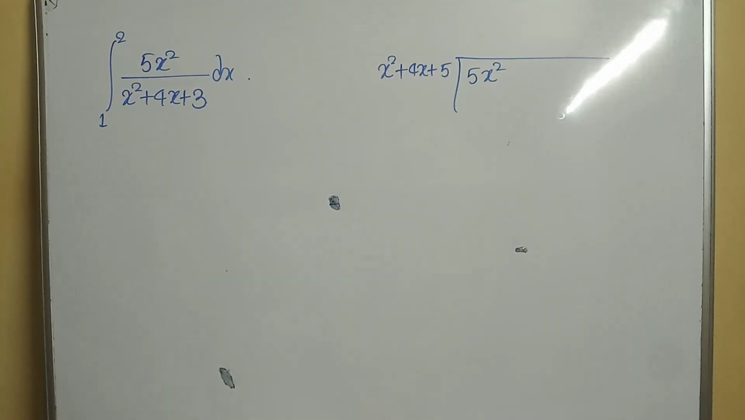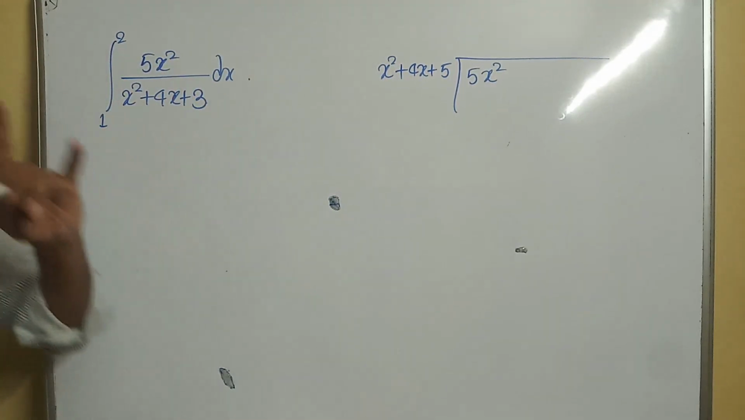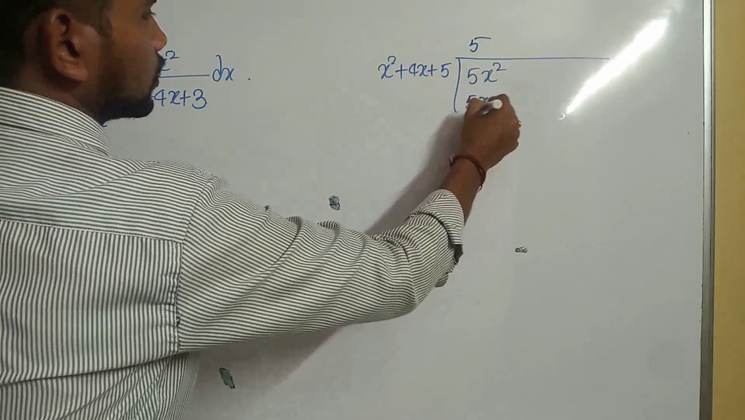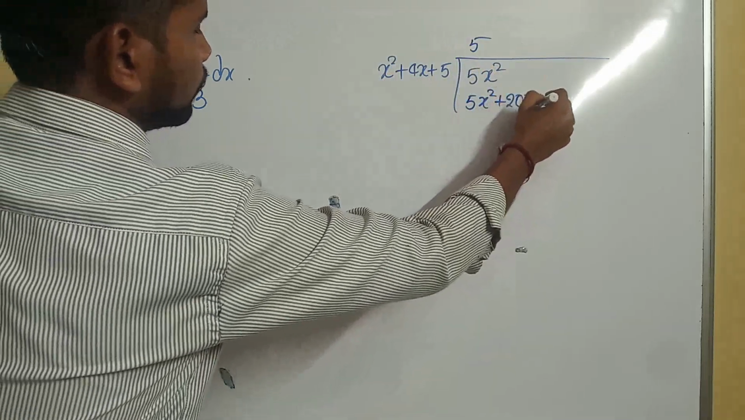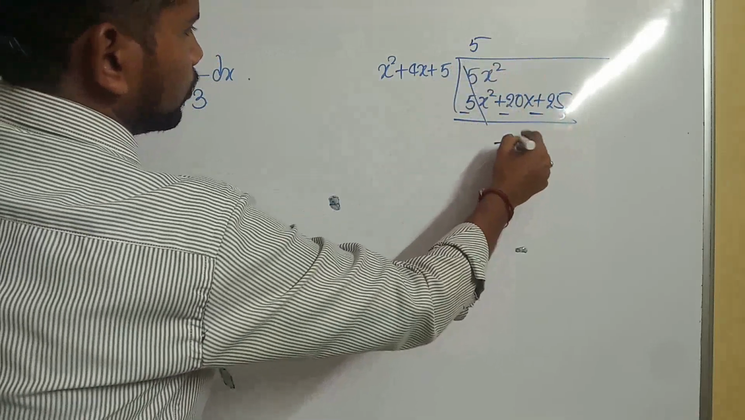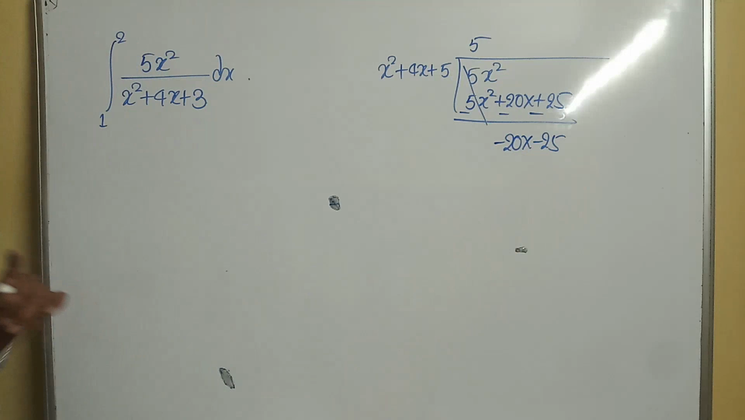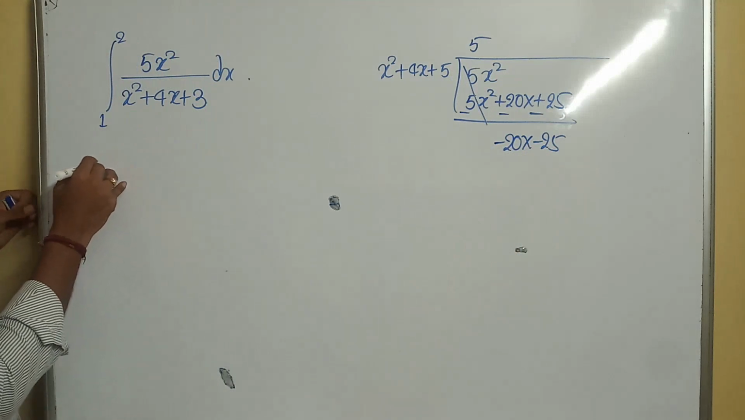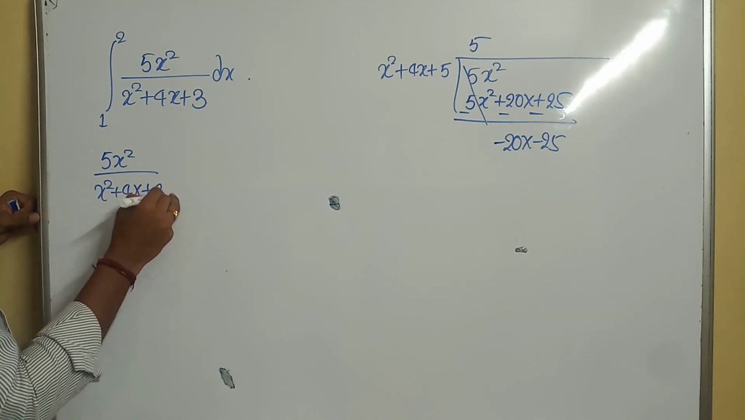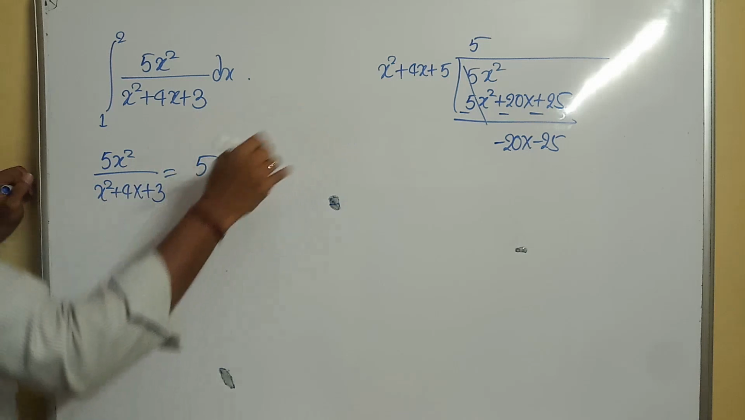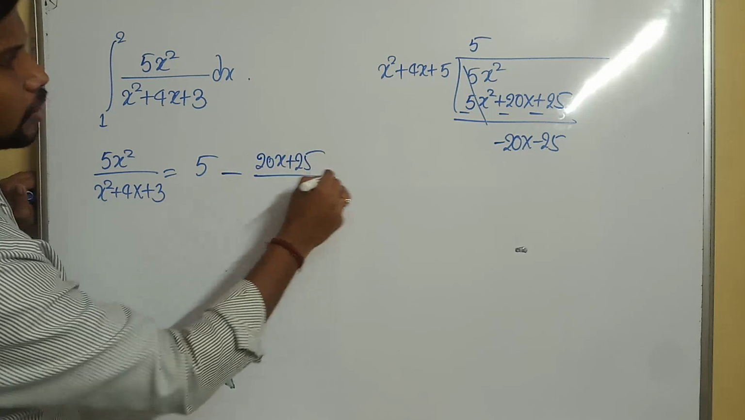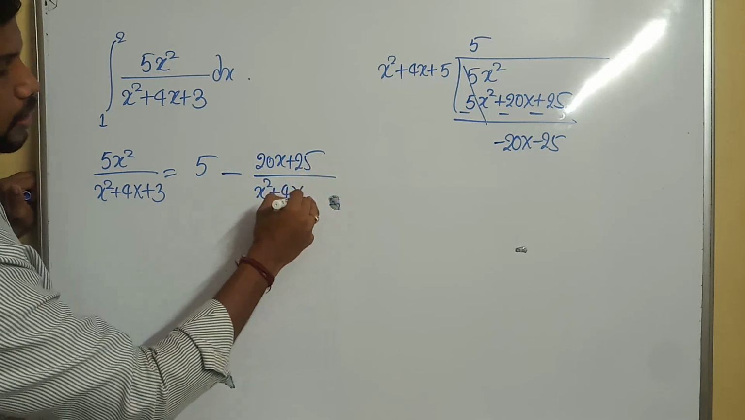Observe the next example. By observing that part, you'll understand it is an improper fraction. I need to make it proper by multiplying by 5. 5 into x square, 5x square, 5 4s are 20x plus 5 5s are 25. Minus, minus, both will be cancelled. It will be minus 20x minus 25. Got it? After this, the improper fraction can be written as 5x square divided by x square plus 4x plus 3. That answer part is 5 plus remainder, minus taken common, 20x plus 25. Denominator will be x square plus 4x plus 3.